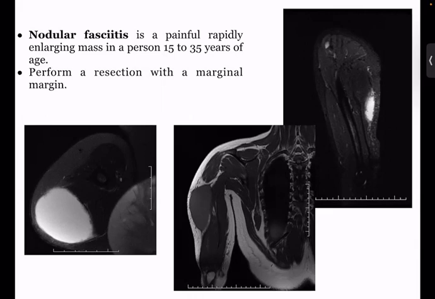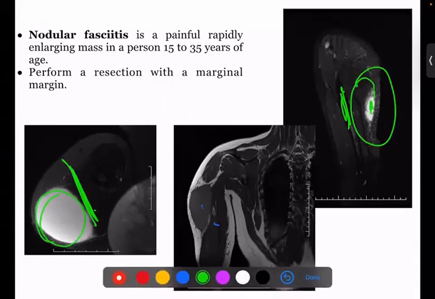But if you remember, we said a concerning feature is heterogeneity, and a less concerning or benign feature is homogeneity. So this lesion is homogeneous. It looks like it's one large fragment. This is in T2 and this is in T1. It looks like one large fragment, okay?